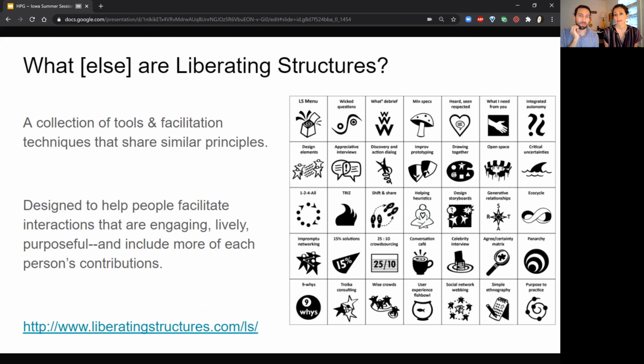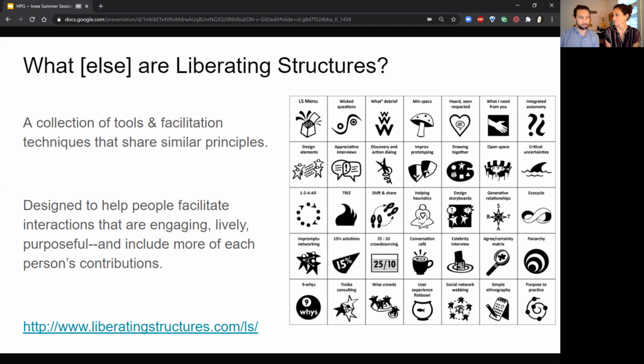But there are a lot of different ways that people describe the repertoire or the set of methods that is liberating structures. A couple ways that might be useful are that they're a collection of tools and facilitation techniques that do share similar principles. And in the first session, we worked with those principles some. You can find those on the website as well. They're really designed to help us work with complexity more meaningfully. And we'll talk a little bit more about complexity science and where that comes from. But they're intended to help us facilitate individual or group interactions.